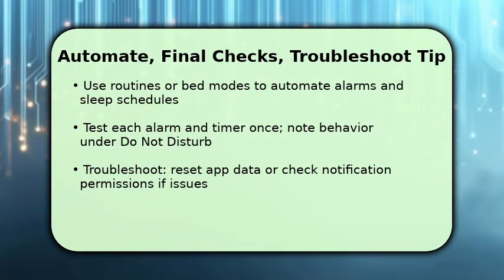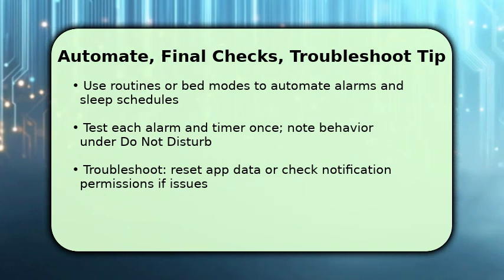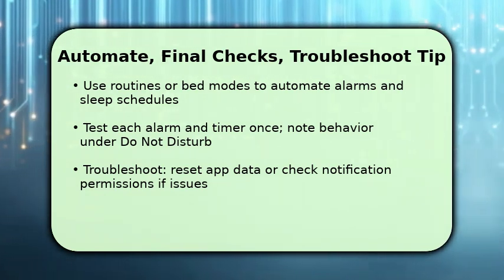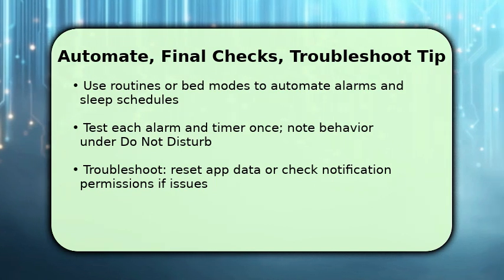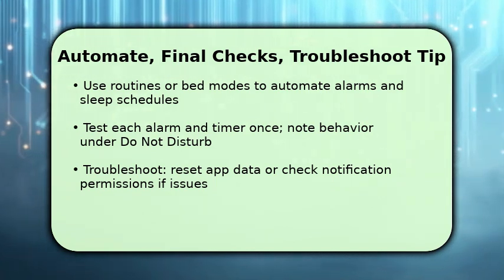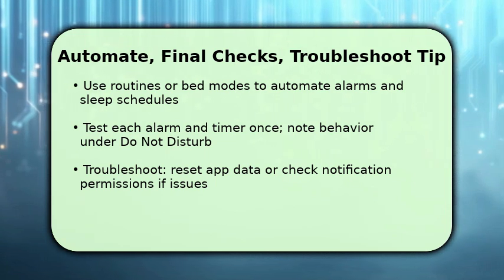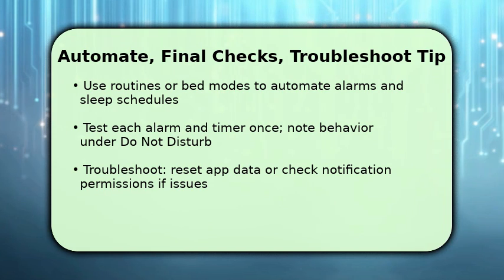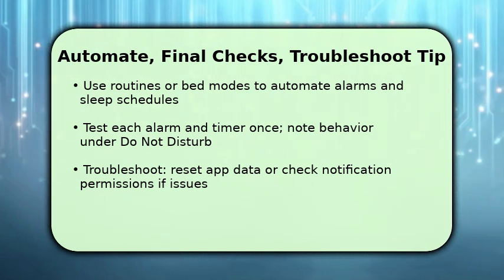Once configured, test each alarm and timer to confirm sounds, snooze behavior, and interactions with Do Not Disturb. Make final adjustments to labels, repeat patterns, and volume. If something goes wrong, check notification permissions and battery optimization first. If alarms still fail, clear app data or reinstall the app.